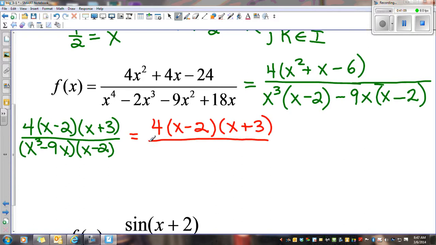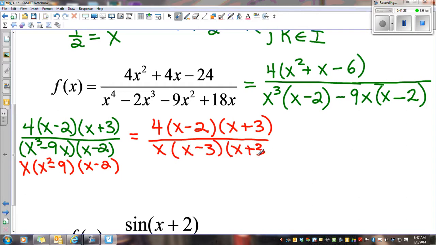You can take the x to the third minus 9x and take an x out, so you get x squared minus 9. So this is x times x squared minus 9, right? That's x minus 3 times x plus 3. All right, so now I'm going to have x times x minus 3 times x plus 3 times x minus 2. Now, okay, now we finally finished factoring. Yeah, it took us a while.